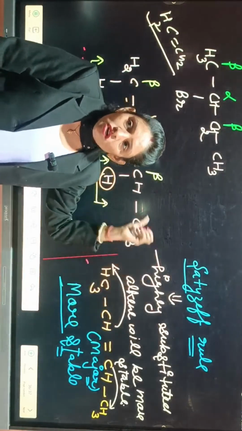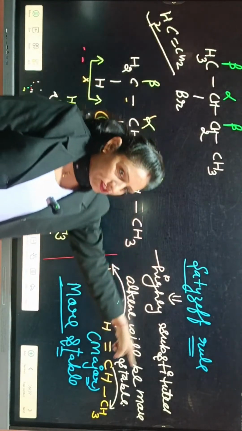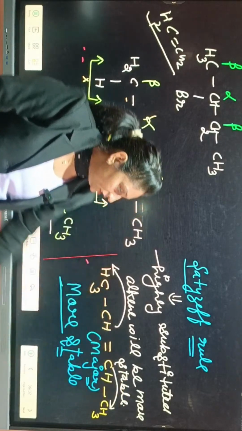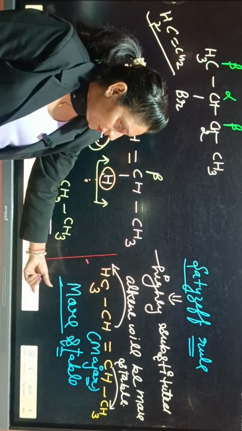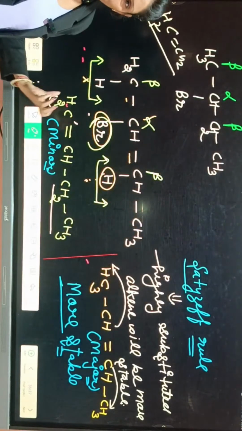Okay, so Saytzeff rule states that a highly substituted alkene will be the more stable. Clear or not? Then students, this one is the more stable alkene. That's why it is the major product and this one is the minor product.